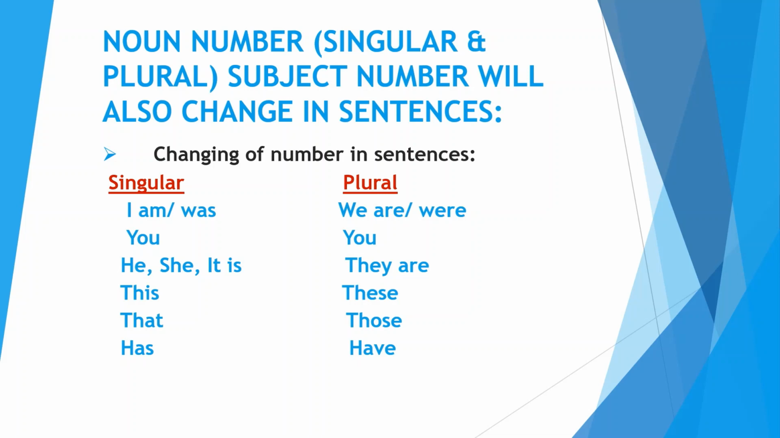If the verb is in singular form, that is am, then its plural form is are. If the verb is in singular form, that is was, then its plural is were. Is, are, like this. Means you have to change the subject and verb also to make sentences in plural form.